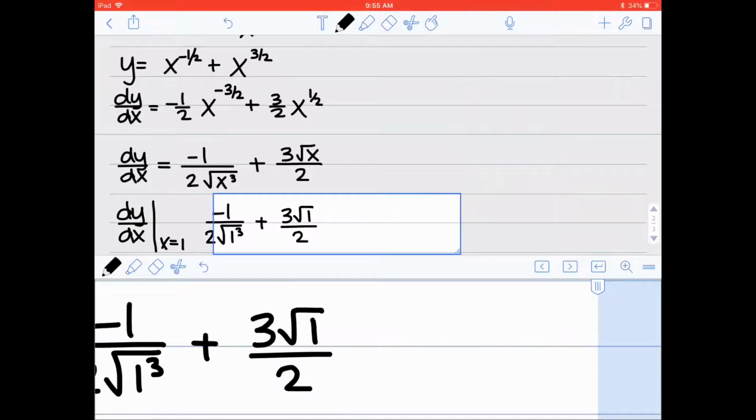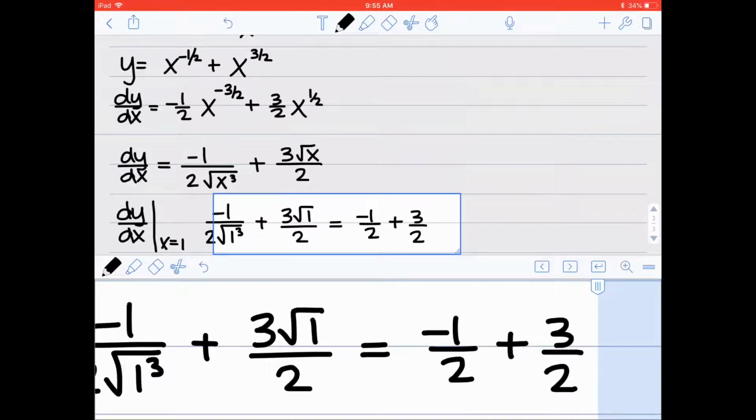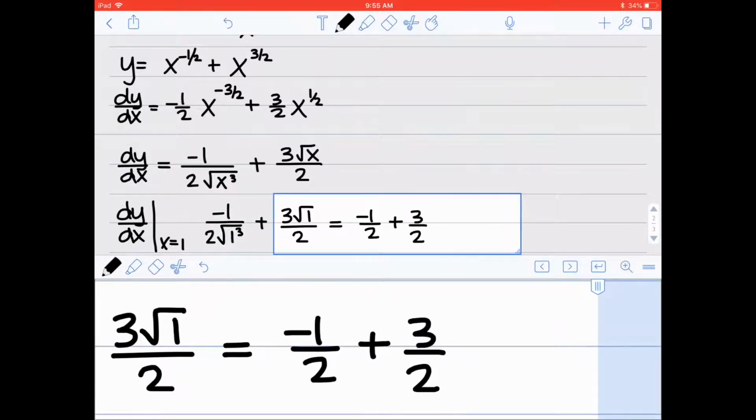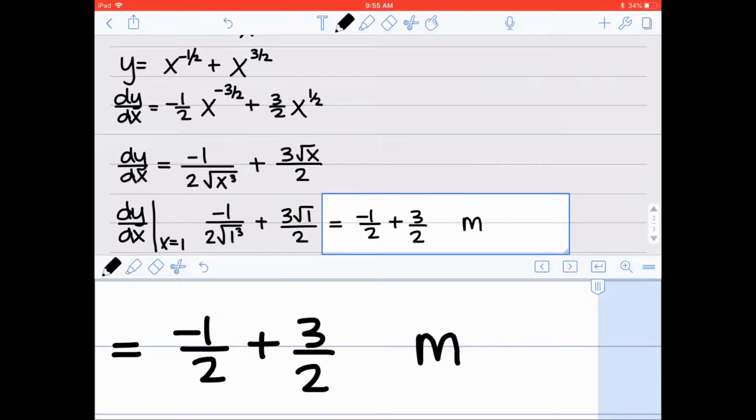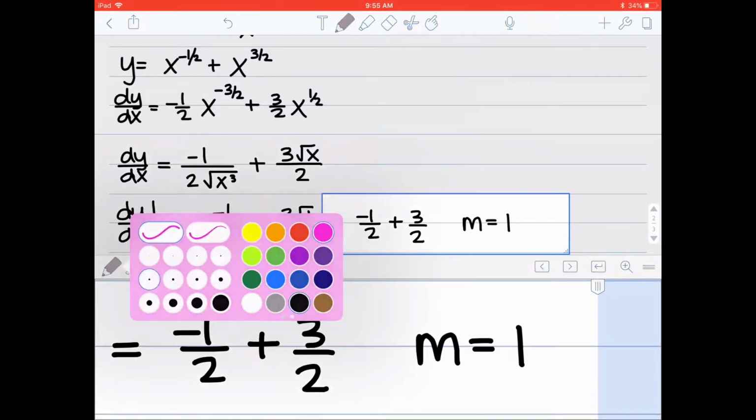So what we have here is -1/2 plus, I don't know if you could hear that, but my stomach just growled really loud, plus 3 times the square root of 1 is just 3, so 3 over 2. And so that means that the slope of our tangent line is -1/2 plus 3/2, which is 2/2. And so the slope of our tangent line is just 1. So, an awful lot of work, but we do have the slope now.